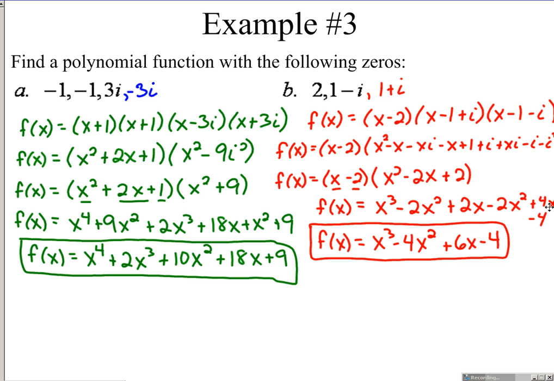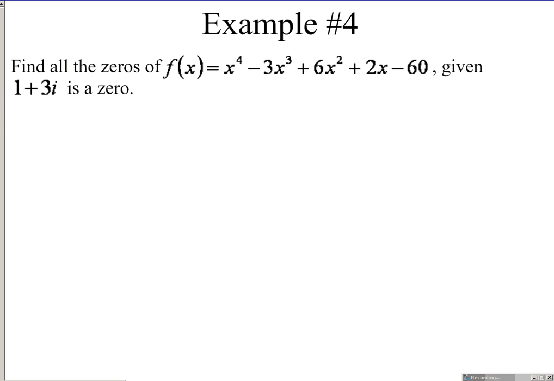So the biggest thing to remember, if there's only one imaginary solution listed, remember its conjugate also has to be a solution. Rewrite them as factors, multiply everything out, simplify, and that gets you to your original function.